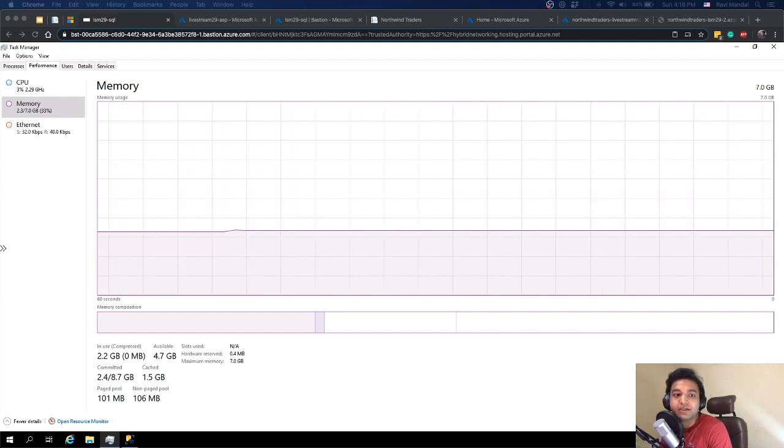I'm back again. As I was talking about, this task manager shows the memory usage in the system. It's a 7 GB RAM system where it is using 2.3 GB of memory.